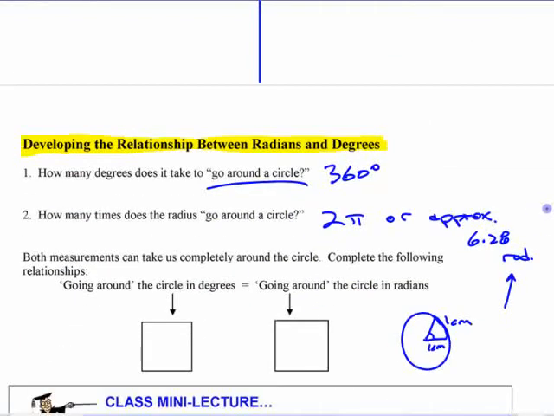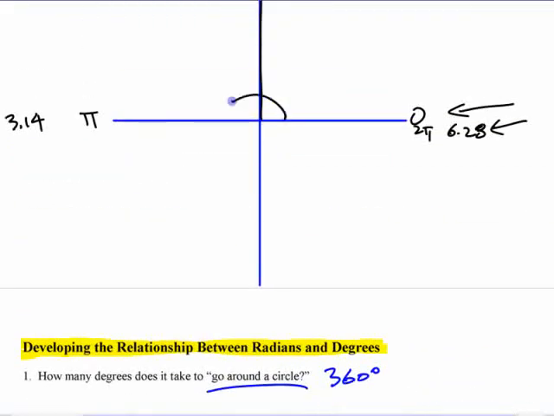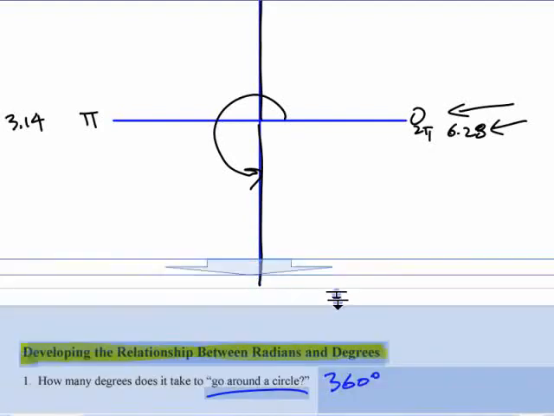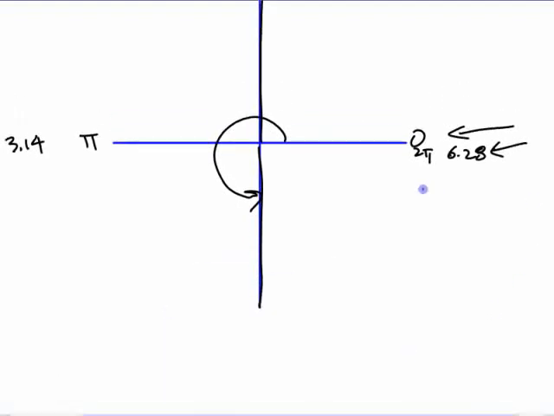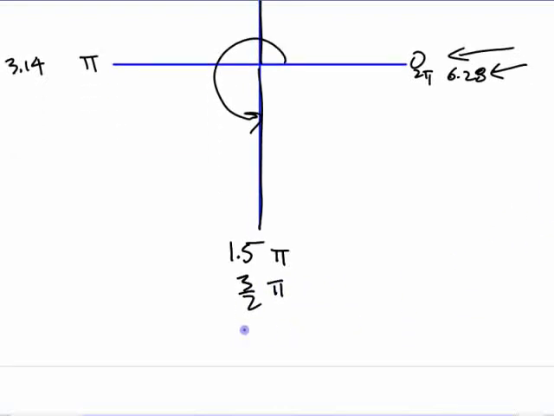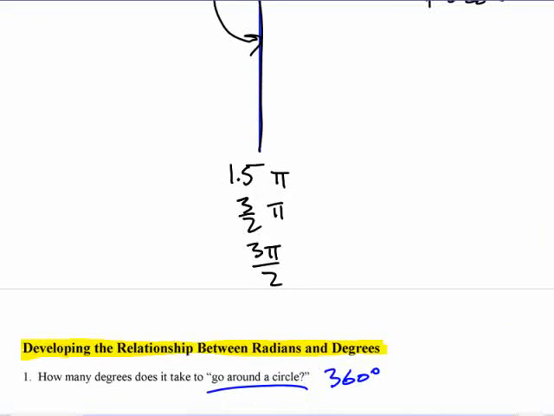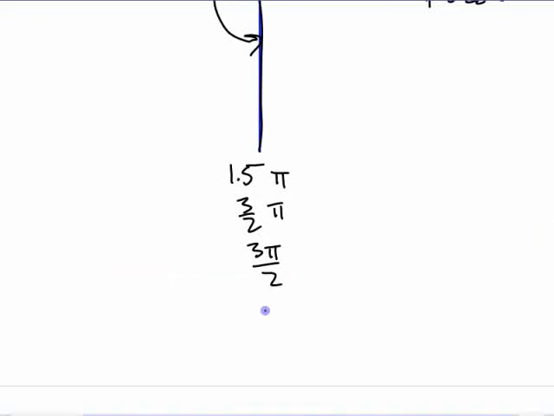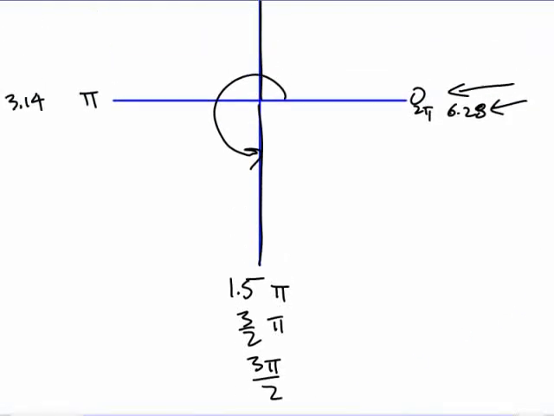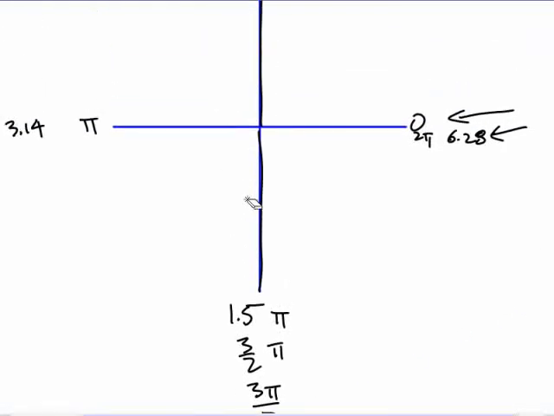You could do the one that's down here. This angle all the way down to there is, what did we say it was? It's 1.5 pi, or 3/2 pi, or 3 pi divided by 2, or as a decimal, 4.71, roughly.